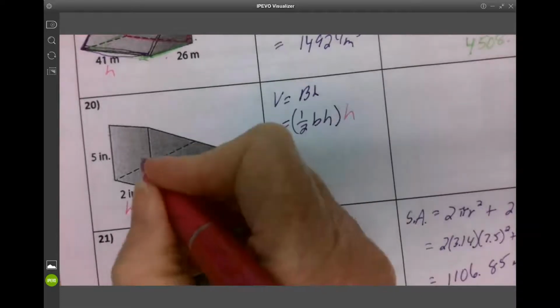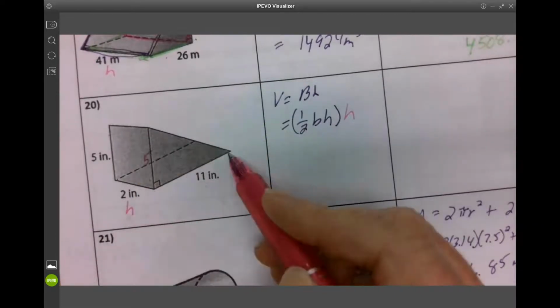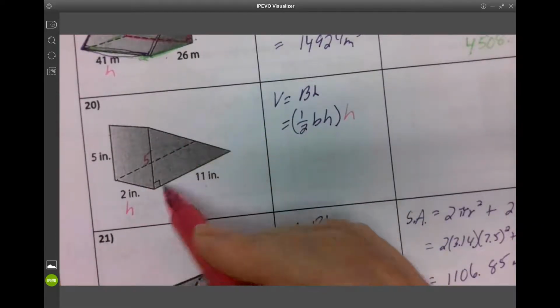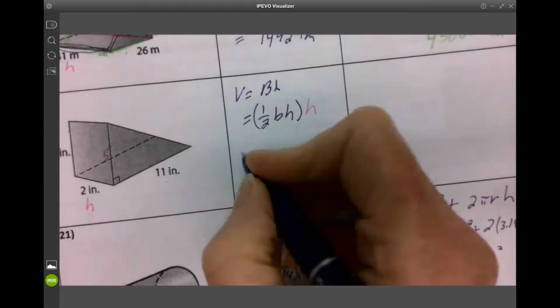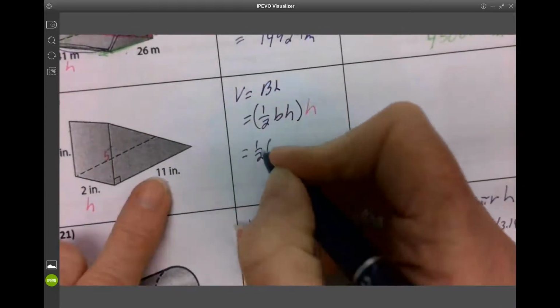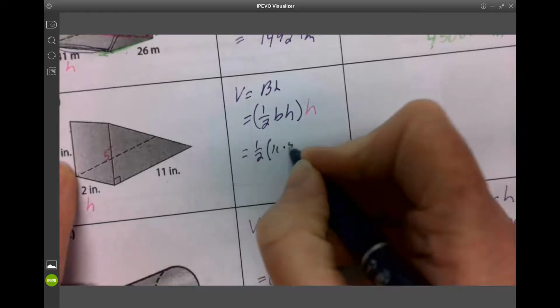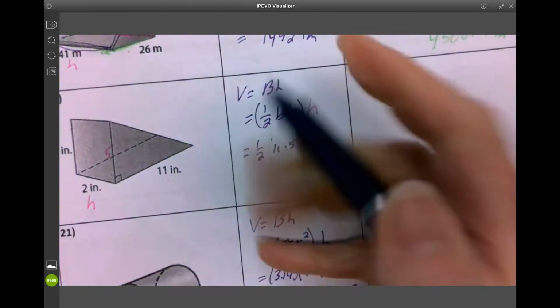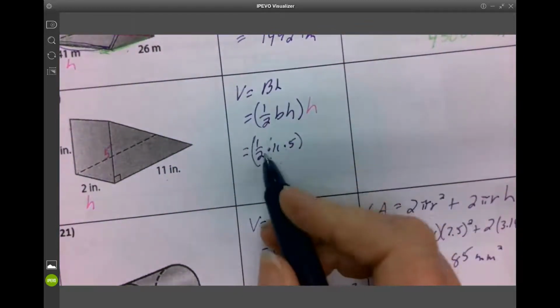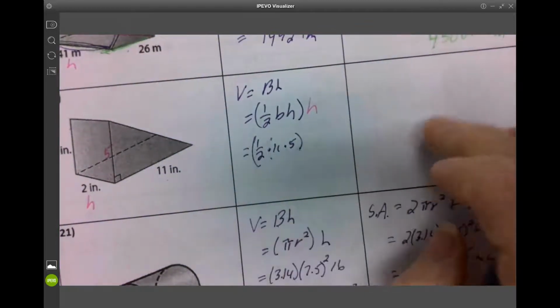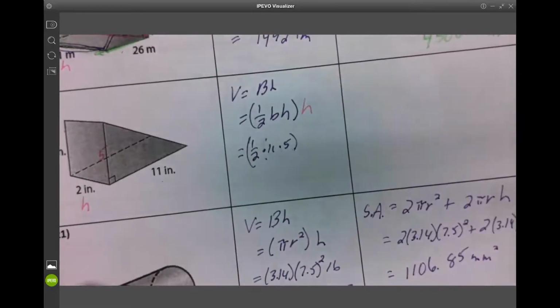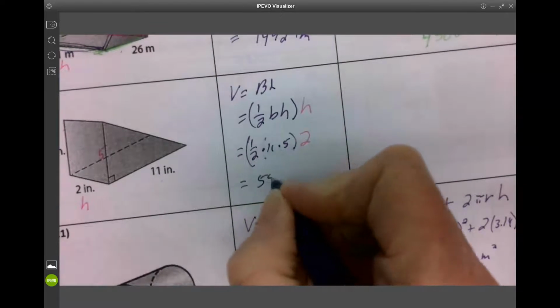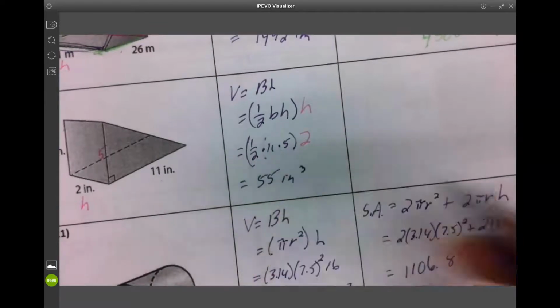I always look to see what my triangle is. This is 5. So here's my triangle. So this has to be my height. Okay, so here we go. 1/2 base times height. And if I put it in parentheses, then I know this is the area of my triangle, and I can use that for surface area. Times the height, which is 2. So that gives me 55 when I multiply, inches cubed.